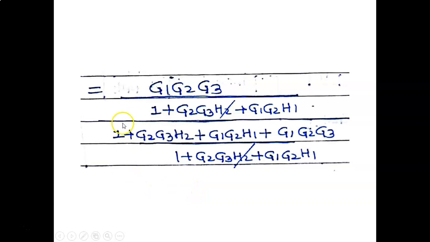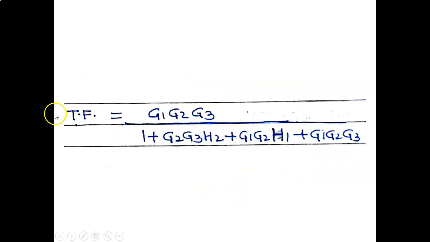Again, by doing cross multiplication, we will simplify G1, G2, G3 divided by 1 plus G2, G3, H2 plus G1, G2, H1 divided by 1 plus G2, G3, H2 plus G1, G2, H1 plus G1, G2, G3 divided by 1 plus G2, G3, H2 plus G1, G2, H1. Now this denominator and this denominator will get cancelled. Therefore, transfer function is equal to G1, G2, G3 divided by 1 plus G2, G3, H2 plus G1, G2, H1 plus G1, G2, G3. This is the final value.